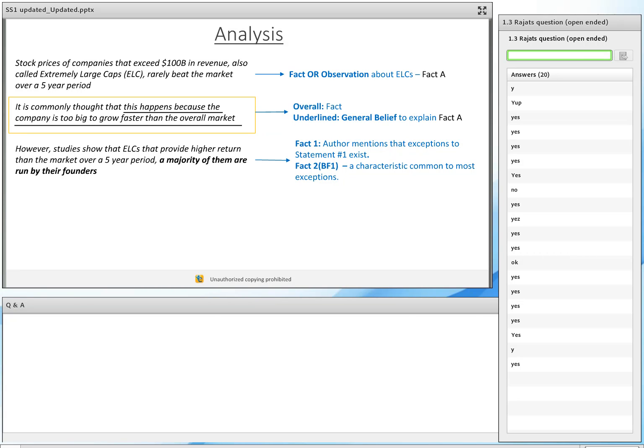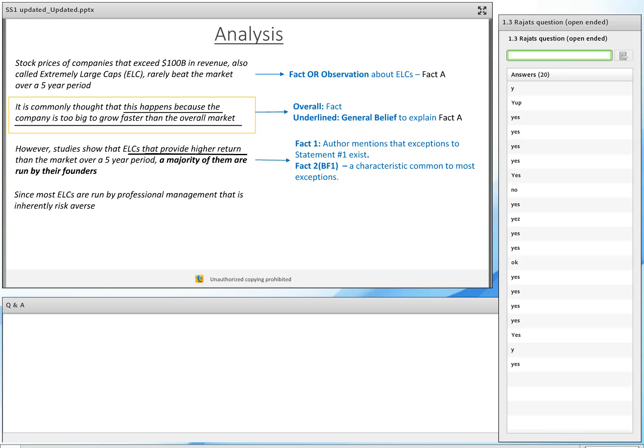Now, one other thing that I want to point out, whenever you see a relative pronoun in a critical reasoning question, always read that carefully. Be wary of the segmentation impact. This portion over here doesn't talk about all ELCs, but only that select group of ELCs that provide higher returns than the market.